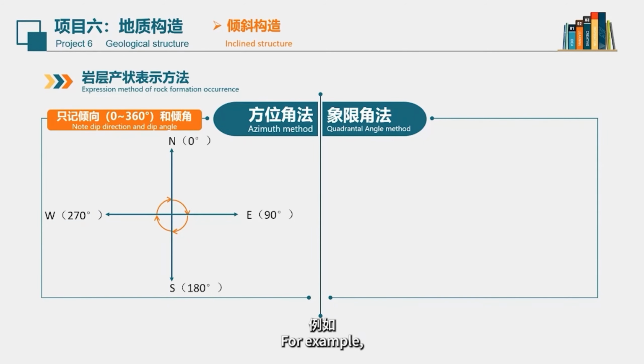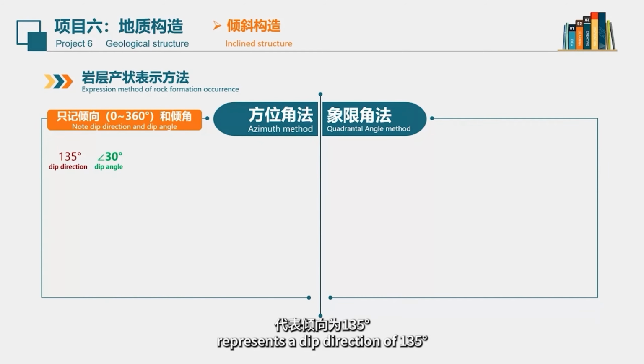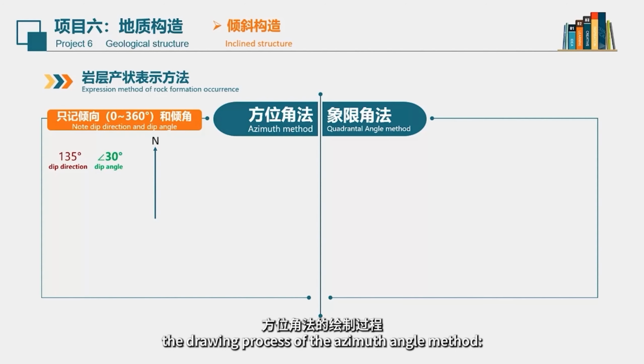For example, 135 degrees angle 30 degrees represents a dip direction of 135 degrees and a dip angle of 30 degrees. Next, I will demonstrate the drawing process of the azimuth angle method.